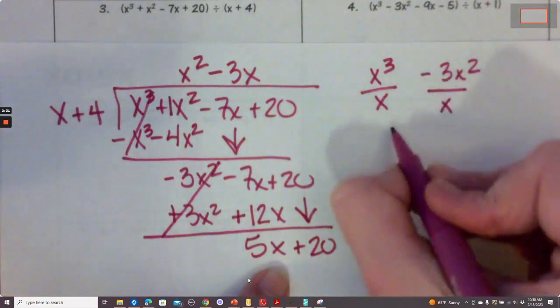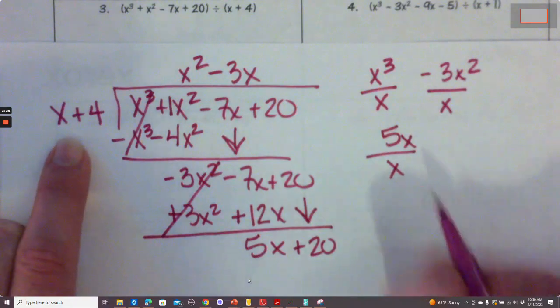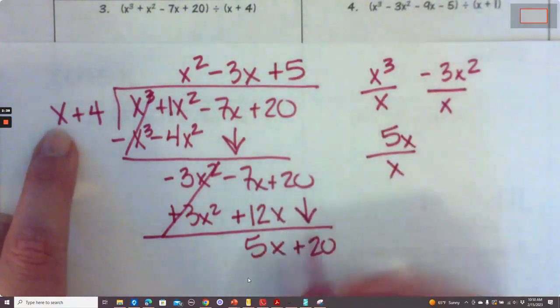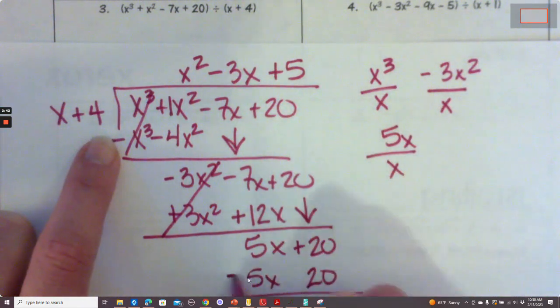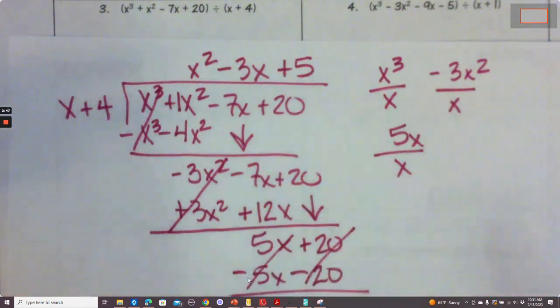All right, now we've got 5x divided by x. And that's where we should end. 5 times x is 5x. 5 times 4 is 20. Subtract by changing signs. Cancels, cancels. We should cancel there.